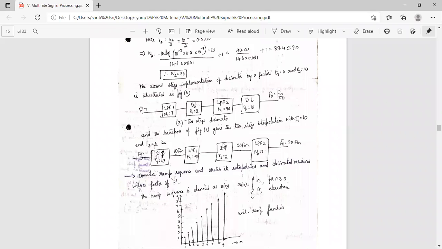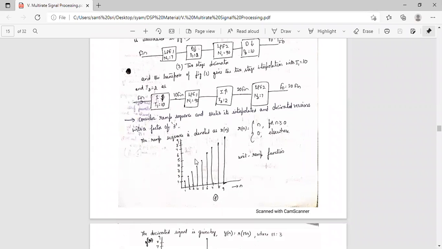Next, consider the ramp sequence and sketch the interpolated and decimated versions with a factor of 3. So the ramp signal is denoted as R of n equal to n for n greater than or equal to 0, and 0 elsewhere. So the ramp signal is represented like this: R of 0 is 0, R of 1 is 1, 2, 3, 4, like this. It is represented as the unit ramp function.